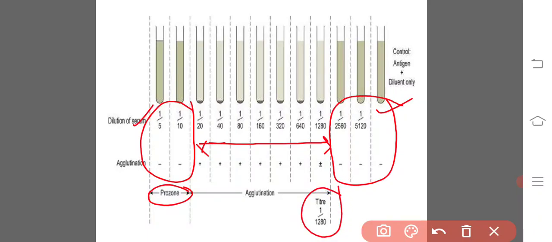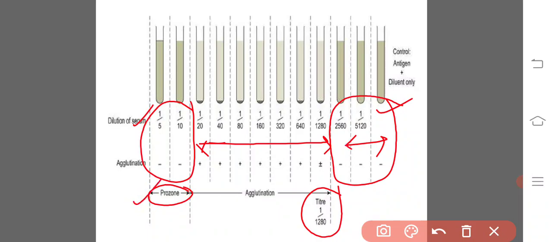1280. How will we define the titer? The highest dilution of serum that still causes agglutination but beyond which no agglutination occurs. After that no agglutination takes place. So that is known as the titer value. Here the titer is 1280. See here we can also define the prozone.